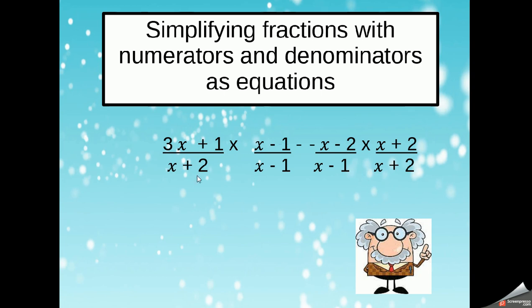So for instance, if you had 2 over 3 here and 1 over 5, I'd multiply this one by 5 over 5 and this one by 3 over 3. In this case, we haven't got numbers, we've got formulas. So the denominator to this one is x plus 2, so I multiply this fraction by x plus 2 over x plus 2. And with this one over here, the denominator is x minus 1. So I multiply this one by x minus 1 over x minus 1.